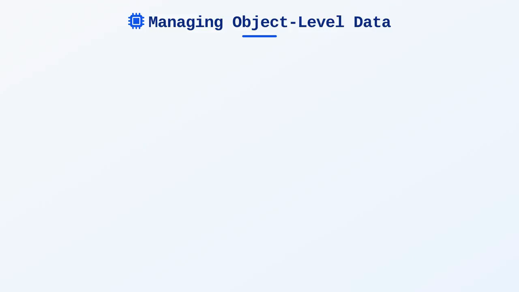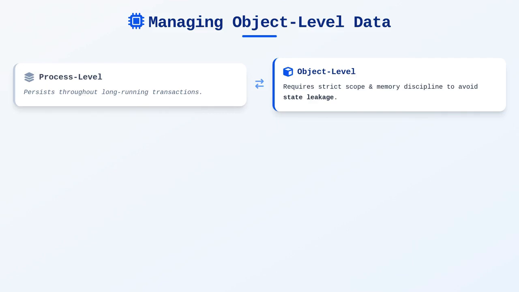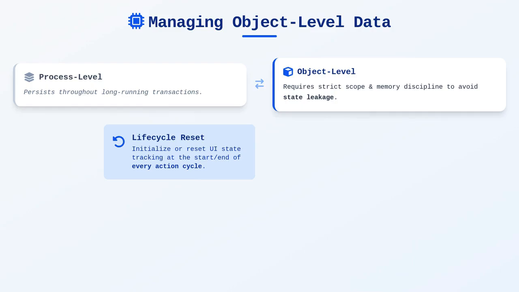Managing object-level data items requires a disciplined approach to scope and memory. Unlike process-level data items that may persist throughout a long-running transaction, object-level data must be carefully managed to avoid state leakage between action executions. You should ensure that any variables utilized for UI state tracking are initialized or reset effectively at the beginning or end of every action cycle.